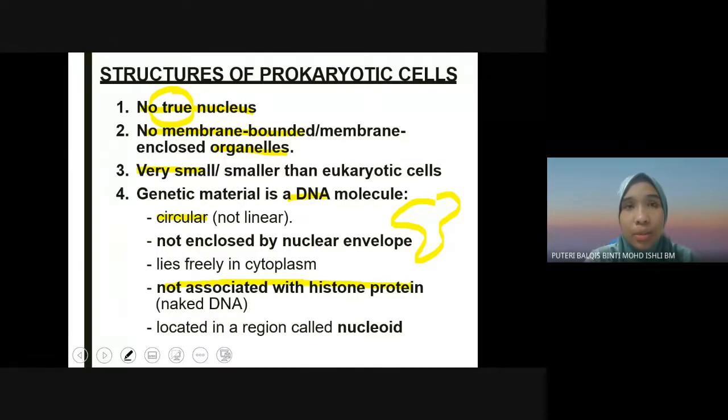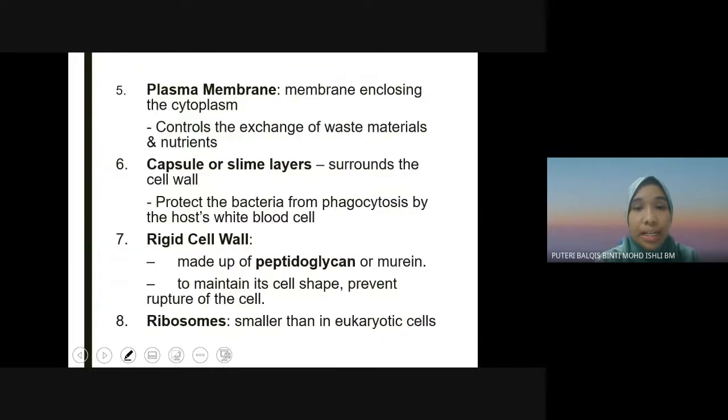But in exam, you cannot write naked DNA because that is too general. Awak budak sains, so awak kena tulis not associated with histone protein. Okay, and the DNA is located in region called nucleoid. Okay, nucleoid. Alright, plasma membrane. Okay, plasma membrane. The function is to control the exchange of waste materials and nutrients.